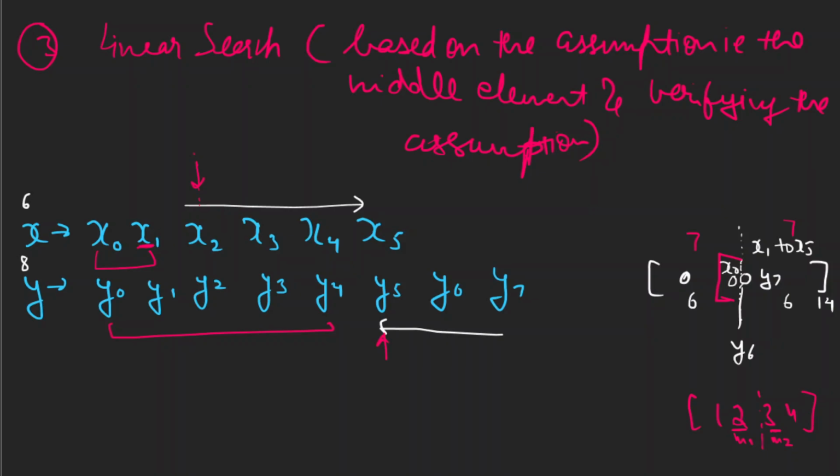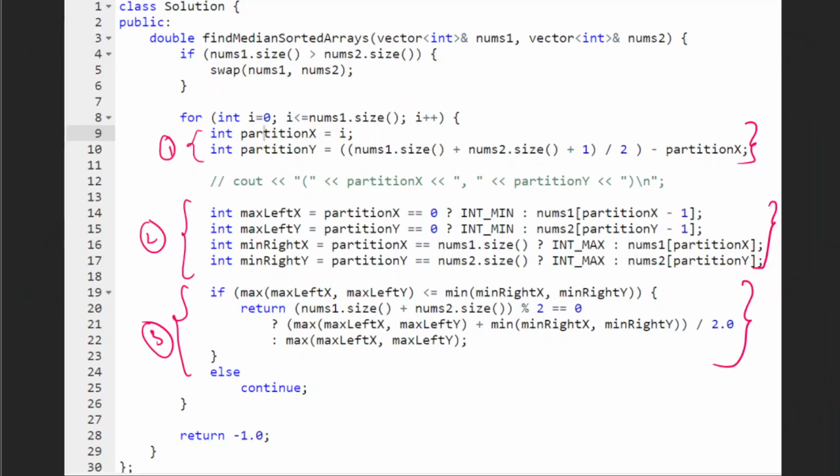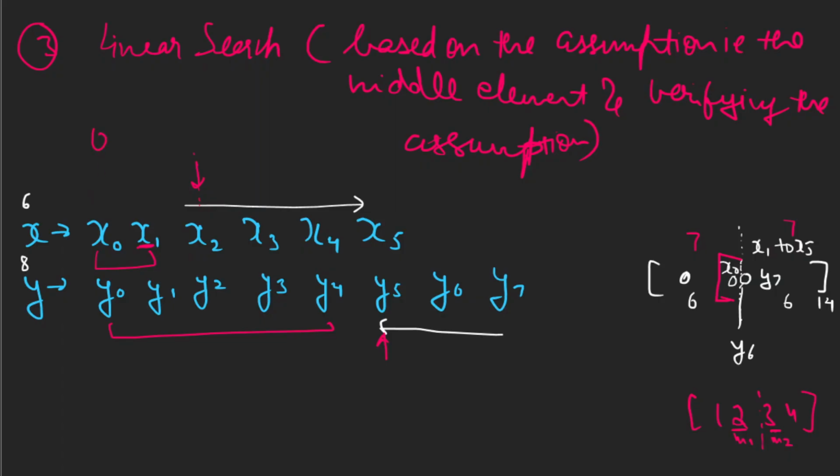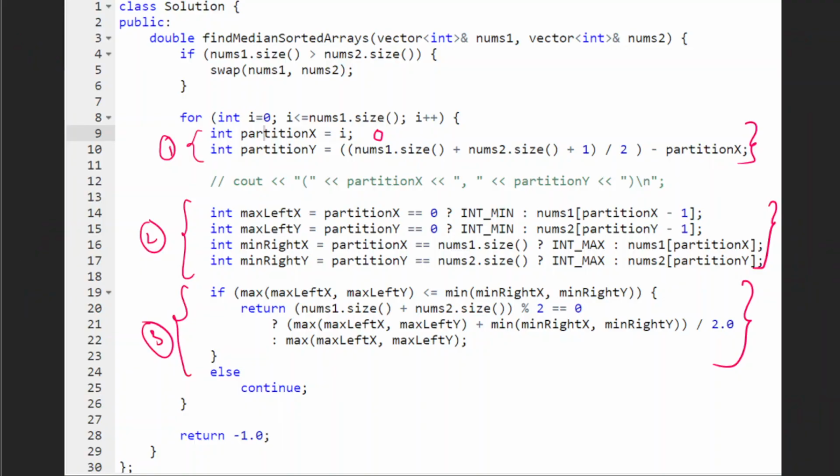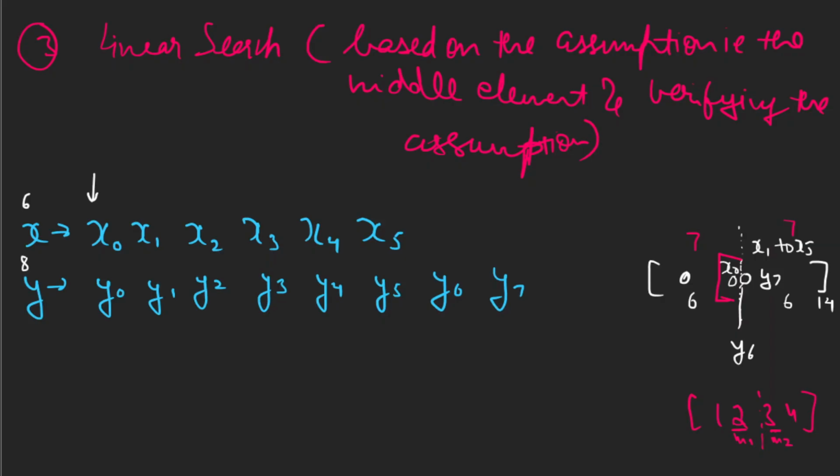For now, let's say i is the partition, which means the 0th element. So we have made an assumption that 0 is the partition. If 0 is the partition, how can we calculate the partition point of y? Well, if 0 is the partition, then all the other elements from this side are going to be in the second half.